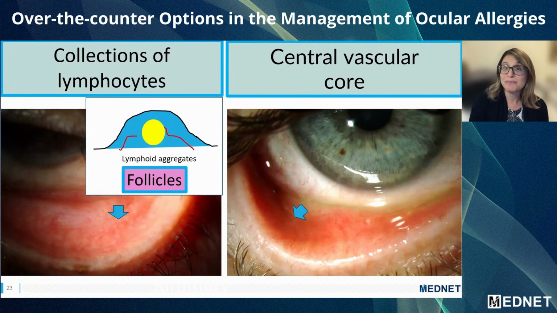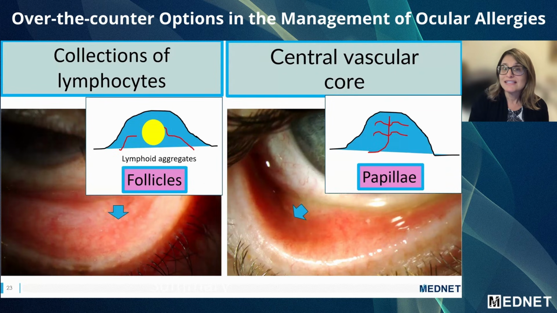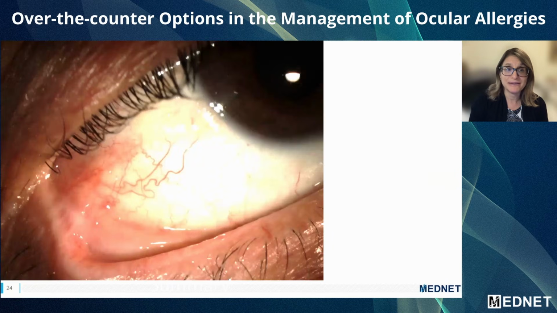So that is papillae, and that's really a central vascular core. And then sometimes it's just a flat vascular core, so you just see the dots, but sometimes the tissue around it is elevated. That's when we start calling them medium or large size papillae.